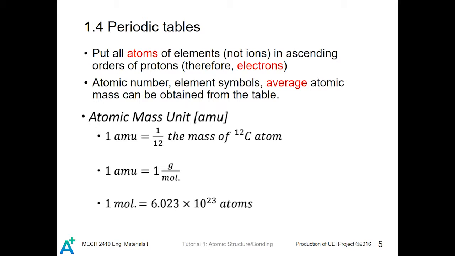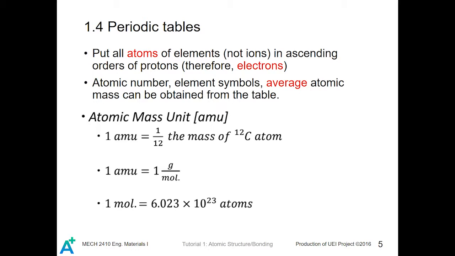We also introduce a new concept called atomic mass unit, AMU. 1 AMU is equal to 1/12 the mass of a carbon-12 atom. What does it mean? For example, a carbon-12 atom will have a mass equal to 12 AMU, and basically it means that if you know the mass number of that particular atom, you can immediately find the mass of that atom in AMU, which is the atomic mass unit.